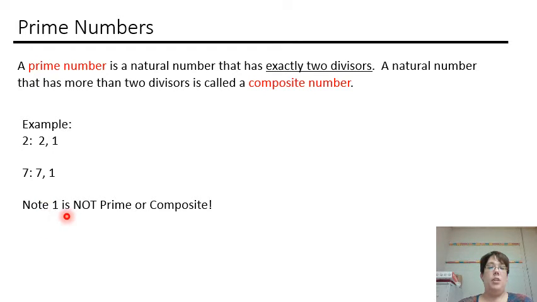Now, one thing to note here is that 1 is not prime or composite because 1 only has itself as a divisor. And in order to be a prime number, you have to have exactly 2 divisors. So there is no other number. And composite would be if it has more than 2 divisors. So 1 is just a special number. We call it very special, and it has lots of unique properties that we'll go into some, but not many. Okay, let's look at some more examples.